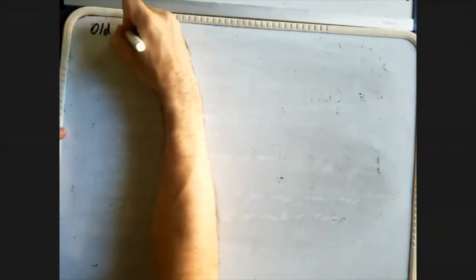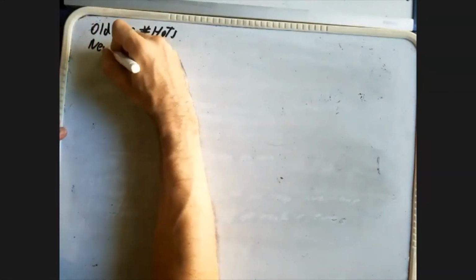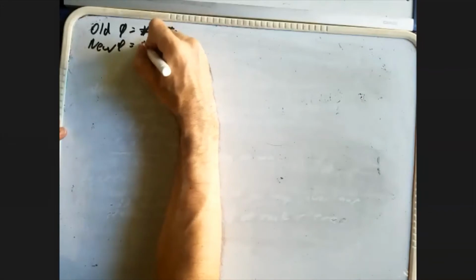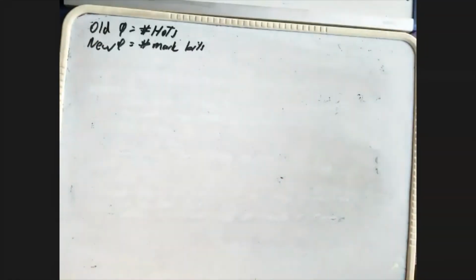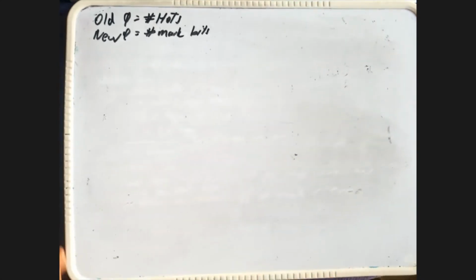Okay. So the problem was we had this old phi, which is equal to the number of heap ordered trees. And now I'm proposing a new phi, which is equal to the number of mark bits. And those are not consistent. I can't have it both ways. So what I need is a potential function that attends to both of these issues.